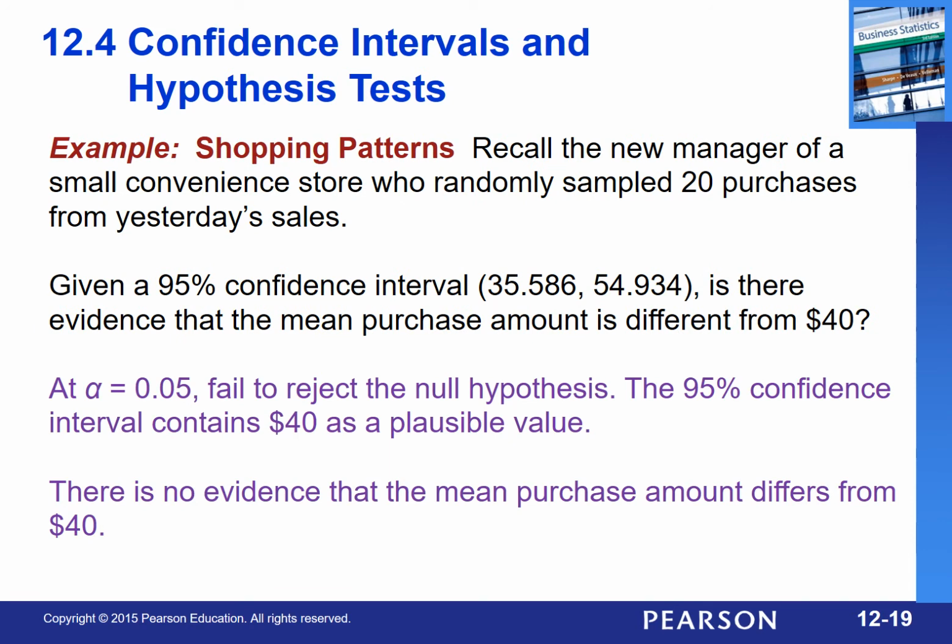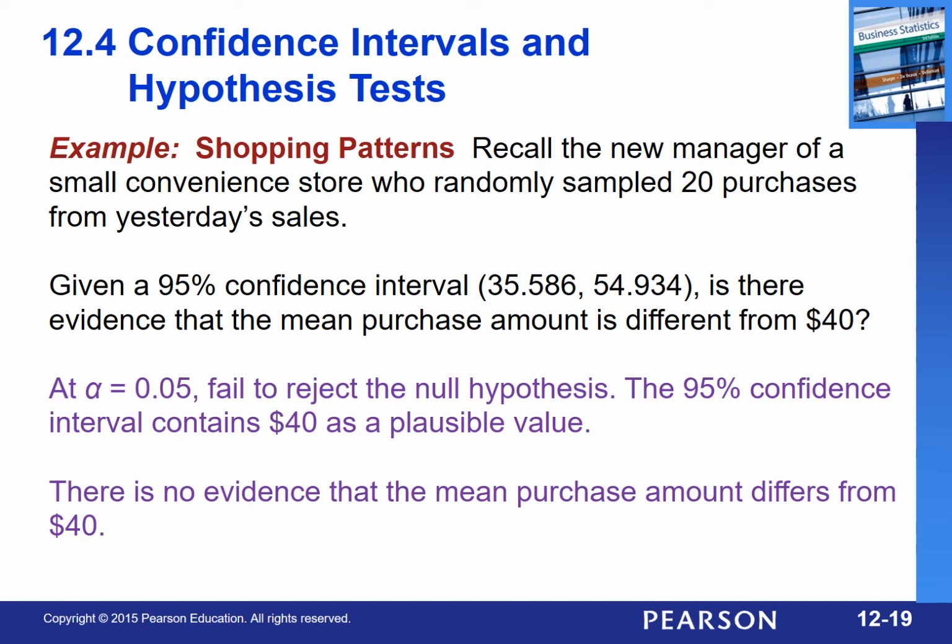So at the 5% level, remember, this is my confidence level, then my alpha is going to be the percent left over, 5%. We failed to reject the null hypothesis. The 95% confidence interval contains the $40 as a plausible value for the mean. There is no evidence that the mean purchase amount differs from $40. It appears to be that it isn't.